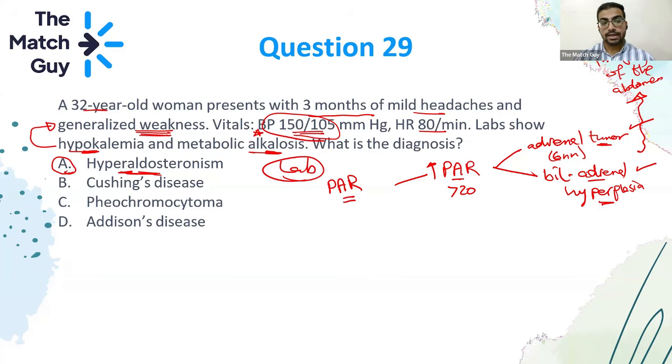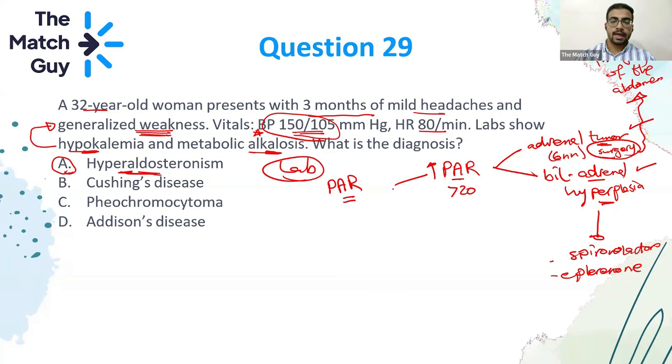Okay? So why is this important? Because management depends on us getting the cause. A tumor, how are you going to treat it? It's easy. Just do surgery. Just remove it, right? It's a tumor. What about bilateral adrenal hyperplasia? Can you just remove both adrenal glands? It doesn't make sense, right? So how are you going to treat it? Here, we're going to give drugs. What kind of drugs are we going to give? Aldosterone antagonists, yes, like spironolactone and eplerenone. These are mineralocorticoid receptor antagonists. Okay. The second possibility, decreased plasma aldosterone to renin ratio of less than 20.